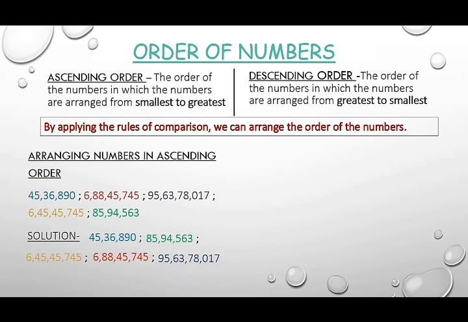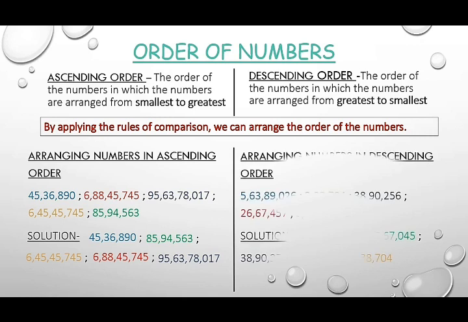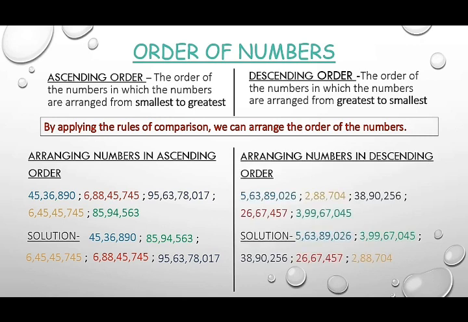Same way, while arranging the numbers in descending order, we will first count the number of digits in each number. Then, starting from the largest number, we will proceed towards the smallest.